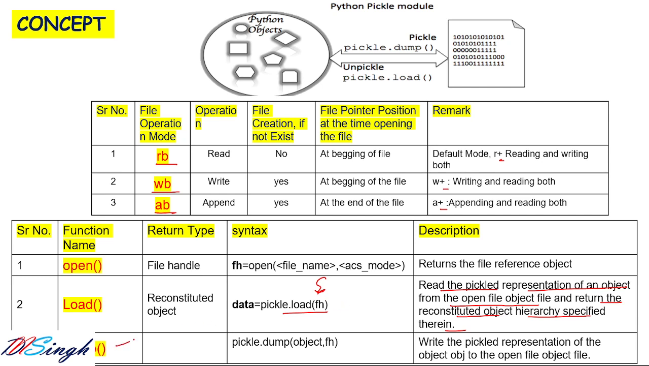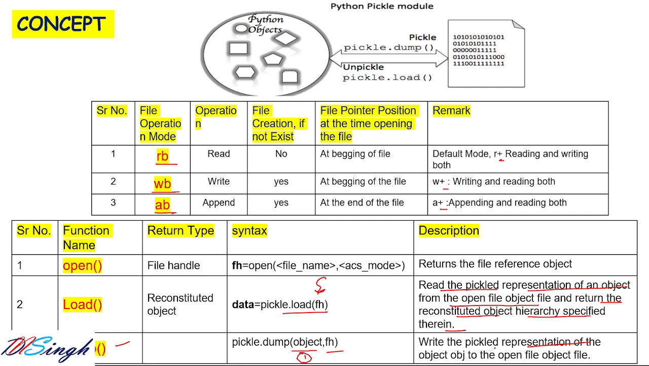Next function is the dump function. This is going to dump whatever object you want to write inside the binary file, and this does the job of serialization or pickling. It takes two arguments. First one is the object to be written, and next one is the file handle. It writes the pickled representation of the object. What does pickled representation mean? It converts the object into a raw bit stream.